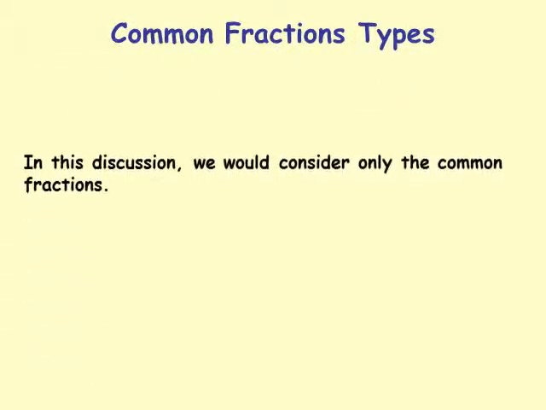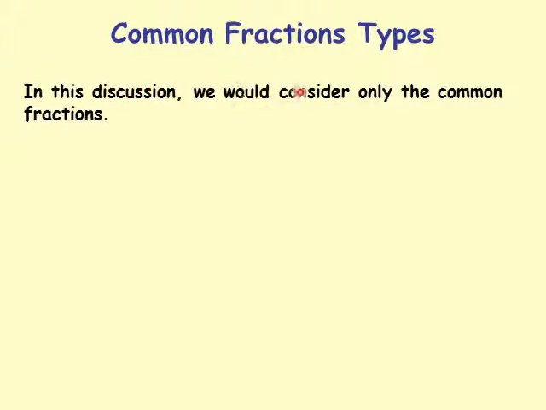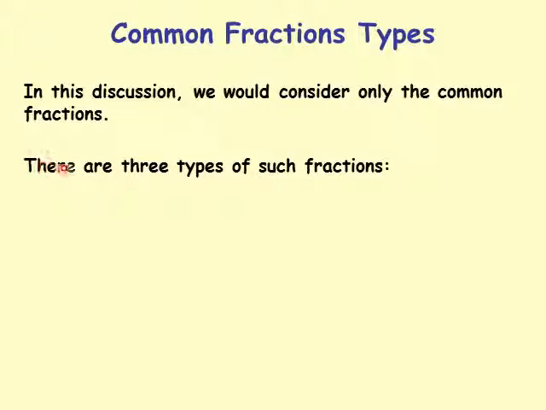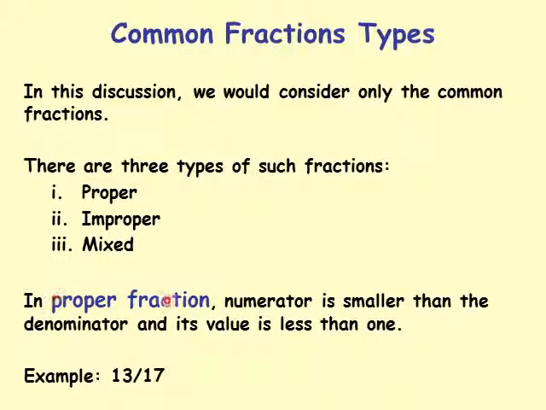Common fraction types. Let's see what they are. We will consider only the common fractions and what their types are. Let's continue here. There are three types of such fractions. First is proper fractions. Second is improper fractions. And third is mixed fractions. Let's continue. In a proper fraction, the numerator is smaller than the denominator and the value is less than 1. Example is 13 over 17.